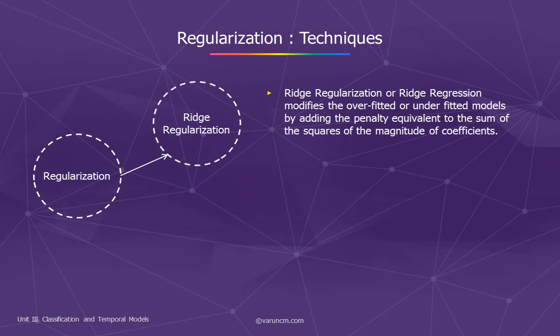So in ridge regularization or ridge regression, we calculate the penalty as the sum of the squares of the magnitude of the coefficients. You are going to find the magnitude of the coefficients, square it, and sum all those things. That will be the penalty equivalent, which you will be adding in the mathematical function to make the model more efficient, avoiding overfitting or underfitting.